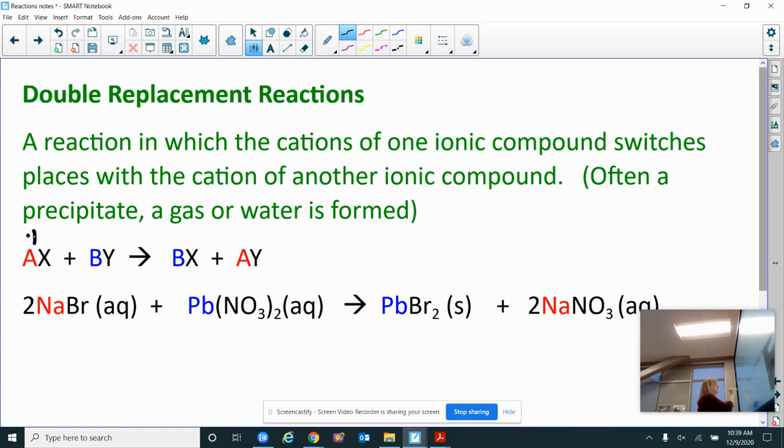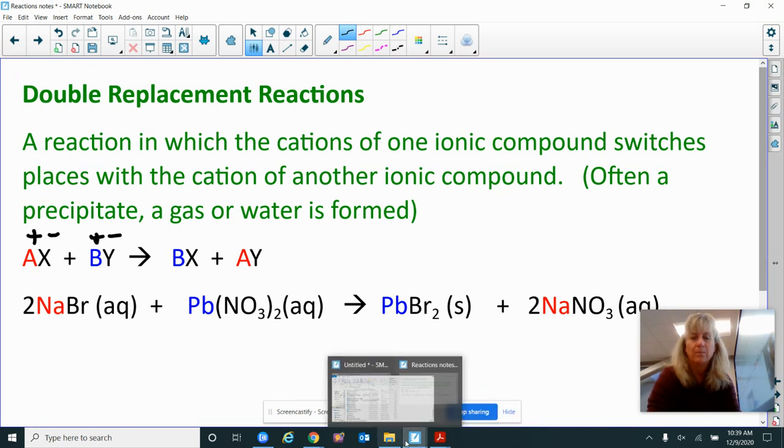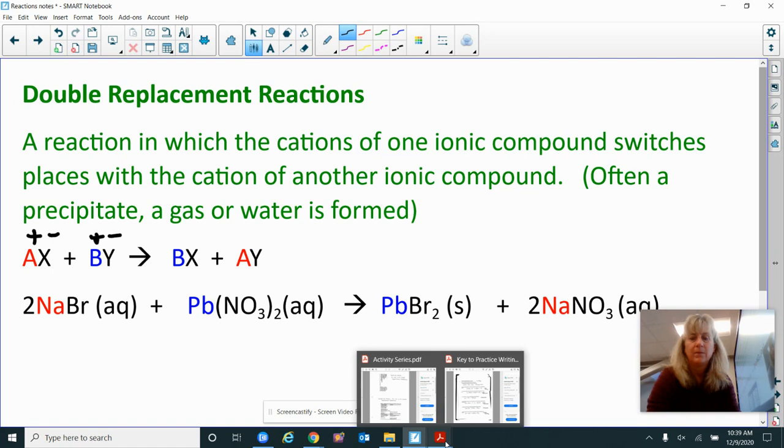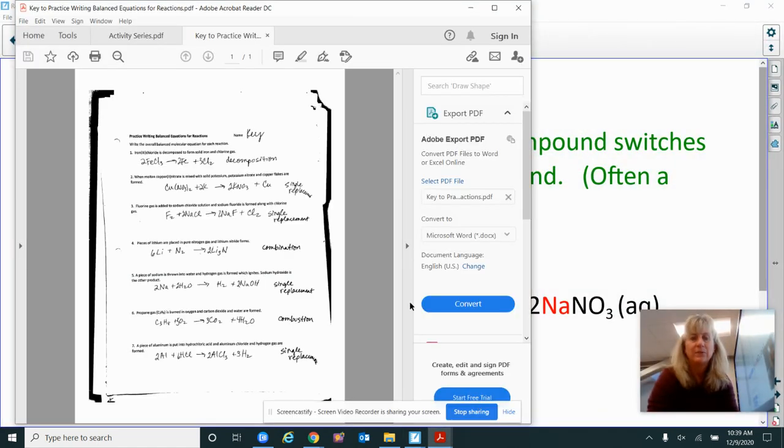So all of these will have a plus ion with a minus ion, a plus ion with a minus ion. So the 2 pluses can switch places. The 2 pluses are not going to get together. Right? So double replacement, you have 2 compounds and then the cations switch places. Okay, so with that, we had been looking at the problems from the paper where we were writing a balanced equation. Then we had to identify what type they were.